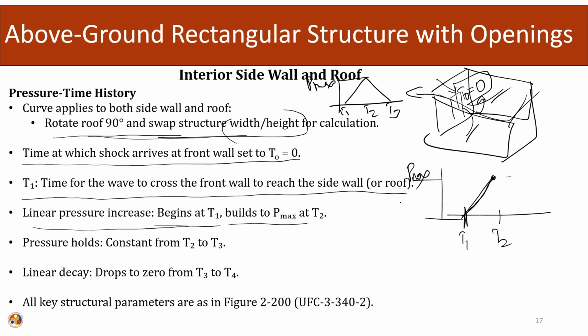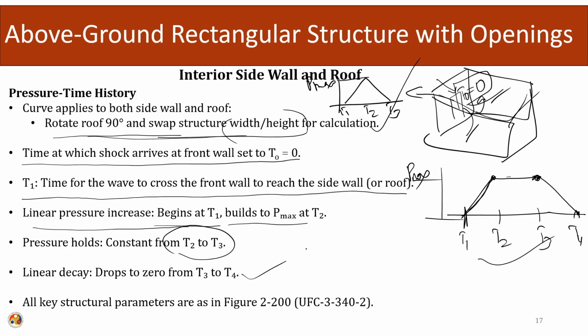Then it will hold for some time. From T2 to T3 there will be a constant pressure, and then it will drop down to T4, so there will be a linear decay. The first variation on the interior front wall was like this, and the variation on the side walls and on the roof is like this.